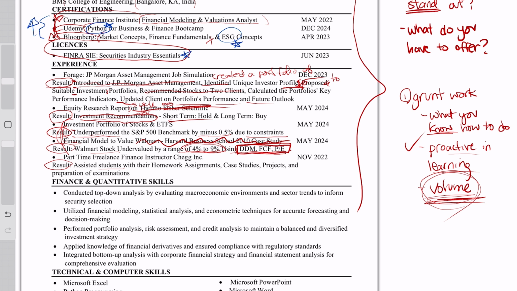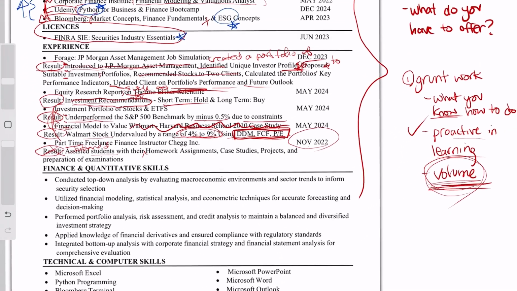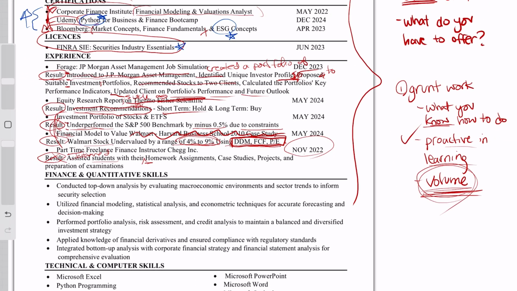And then again, instead of result, I would put bullet point. And instead of saying assisted students, you can say tutored students with their homework assignment. What kind? Were they math? Were they finance? What grades were they that you usually helped with? And did you only do this for 1 month? Think about if you did it for more than that, because you don't really want to show that short period of time. Another thing to note here for details is why are homework assignments, case studies, and projects in capital letters?